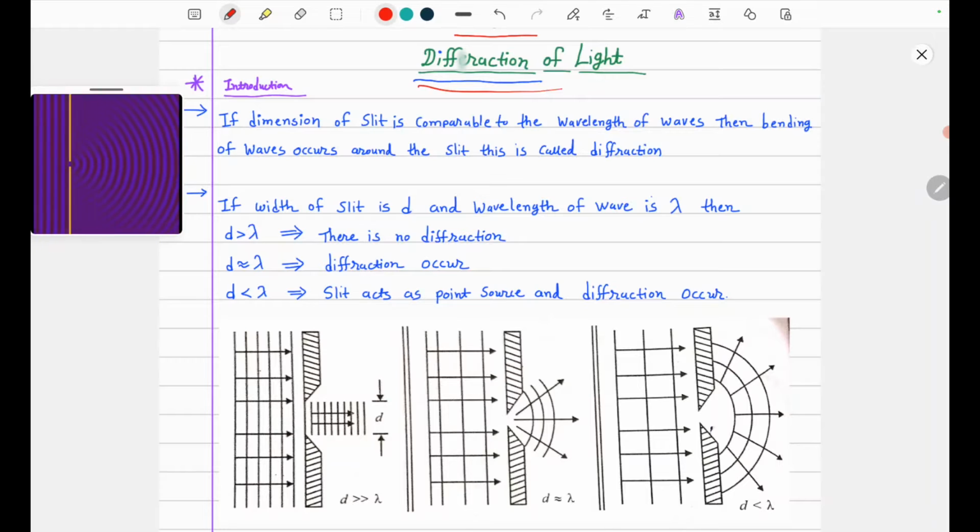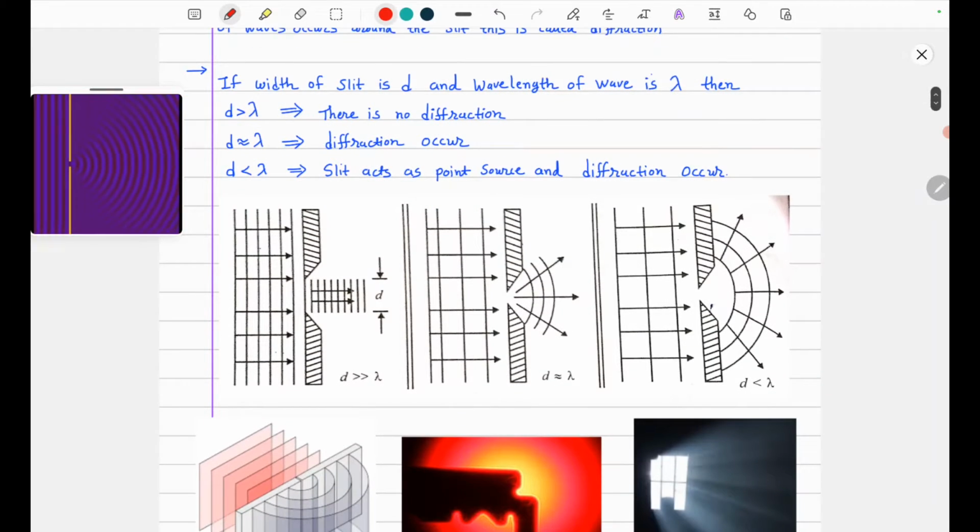So when waves, for example, here is a light wave, right? So when waves encounter some obstacle, here is the obstacle, here the slit acts as an obstacle. Then these waves will bend around the edges of this obstacle or slit.